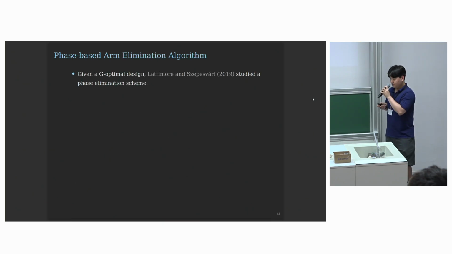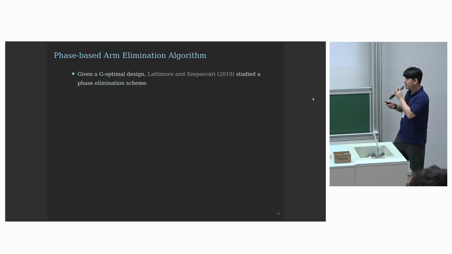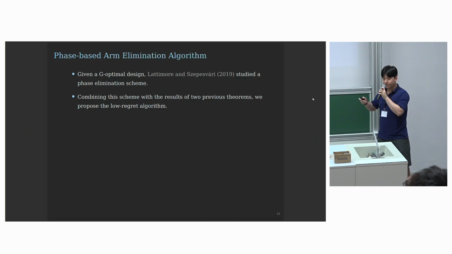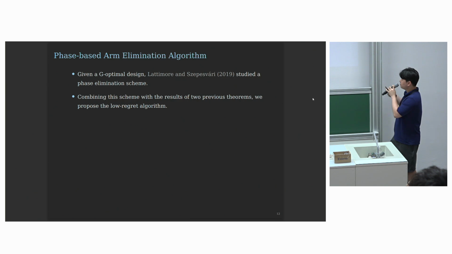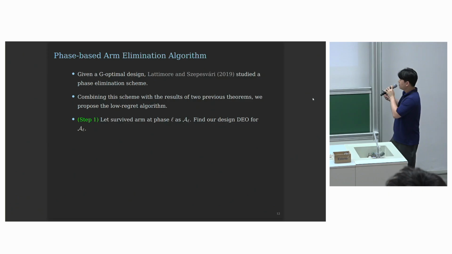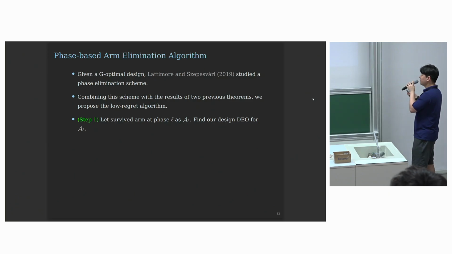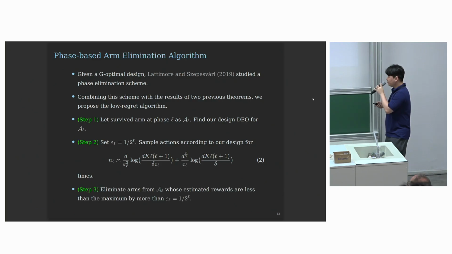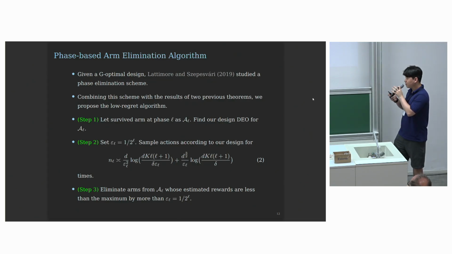And given a G-optimal design, there is a very famous arm elimination scheme, so we adopt it, but we use our previous two theorems, using also orthogonalized regression and our error bound. So yes, we are combining this scheme. The first step is, for surviving arms at phase l, we find our design, and then we sample each action according to our design for this rate, and then we eliminate arms whose estimated rewards are larger than some confidence bandwidth epsilon l.